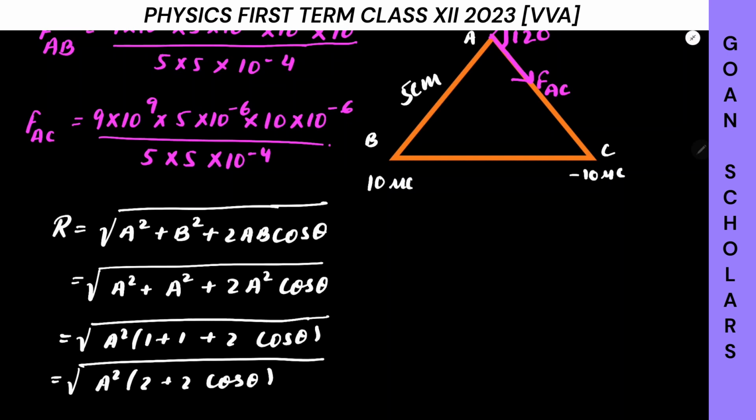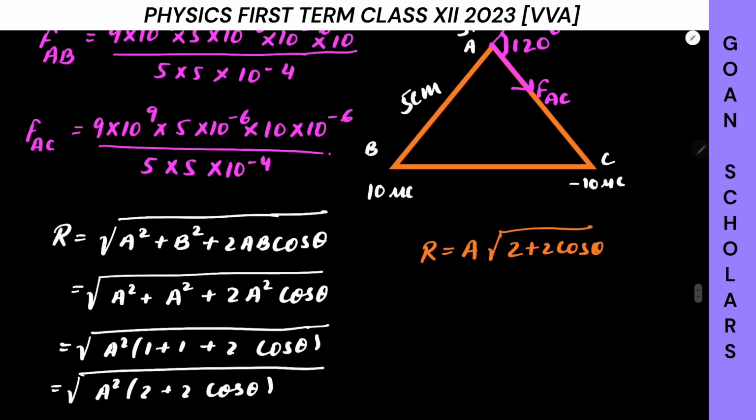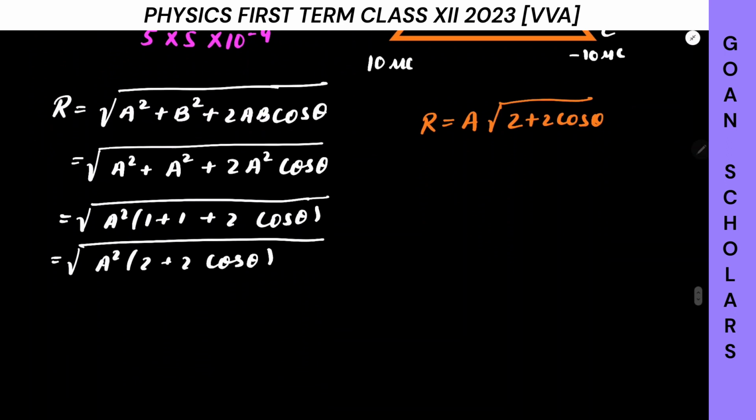Okay. Now let's substitute here. So A, you can substitute anyone, both are the same. So A, we can take it out of the root here. So if we take it out, then the resultant R will be simply A into root under 2 plus 2 cos theta. Now let's substitute the value. What is the resultant in our case? It will be force on A, right? So we are writing here force on A. Let me write it here.